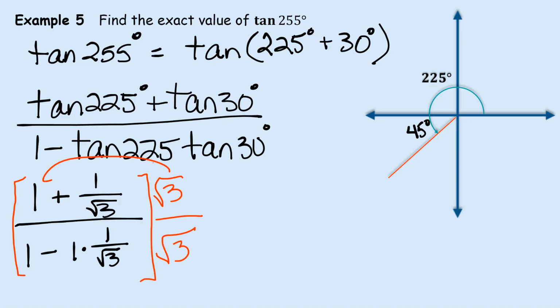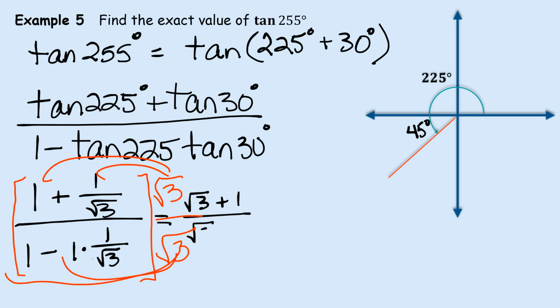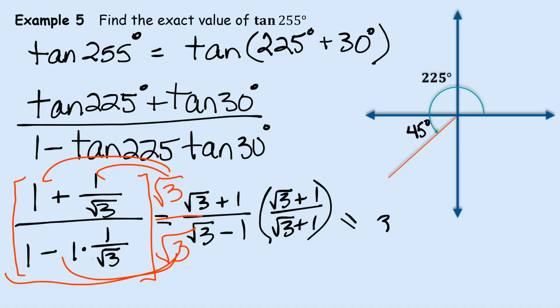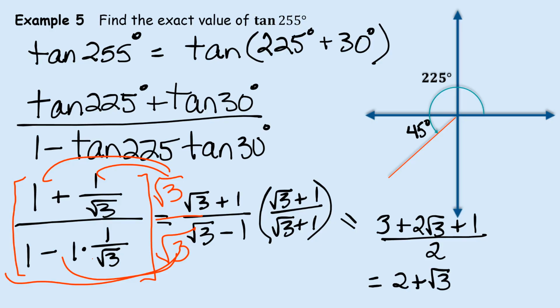Square root of 3 over square root of 3. And remember, I'm going to have to distribute that there, and I have to distribute that here. And so I'm going to end up with the square root of 3 plus 1 over the square root of 3 minus 1. And then I'm going to have to multiply that by the conjugate of the denominator to rationalize it. And if I do that, I'm just going to end up with 3 plus 2 square root of 3 plus 1 on the top and 3 minus 1 on the bottom, and you get 2 plus the square root of 3.